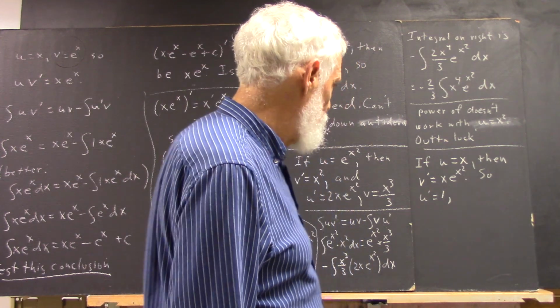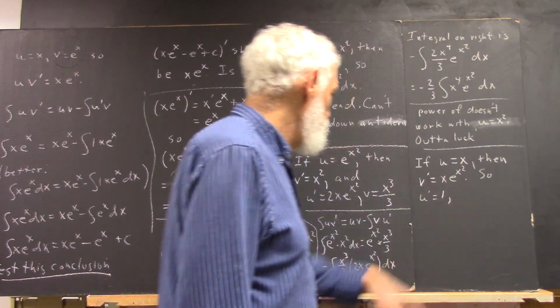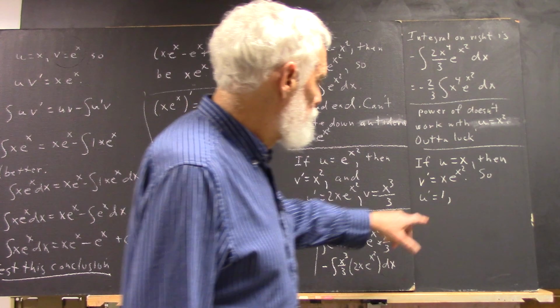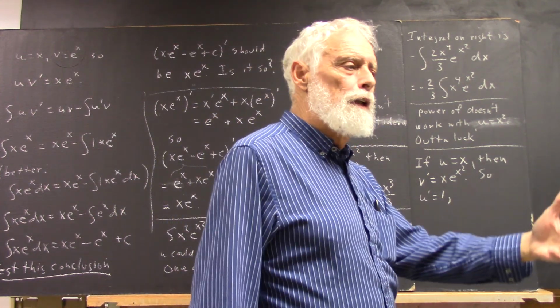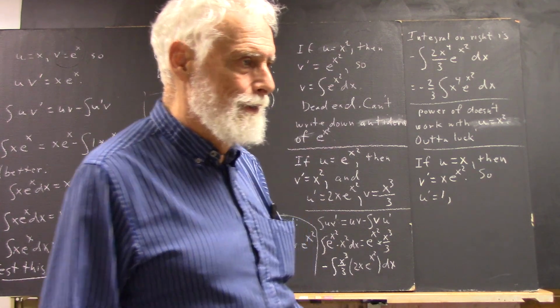Okay. Now, if u equals x, then v prime is the rest of your integrand, which would be x e to the x squared. So u prime is 1. Now, what do we get for v? Okay, let's see what we've got here.